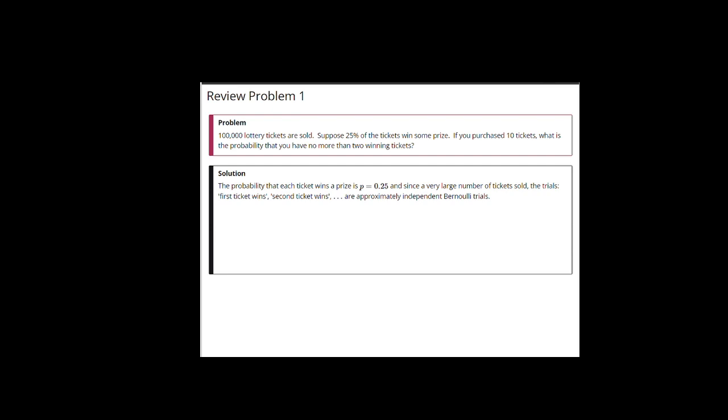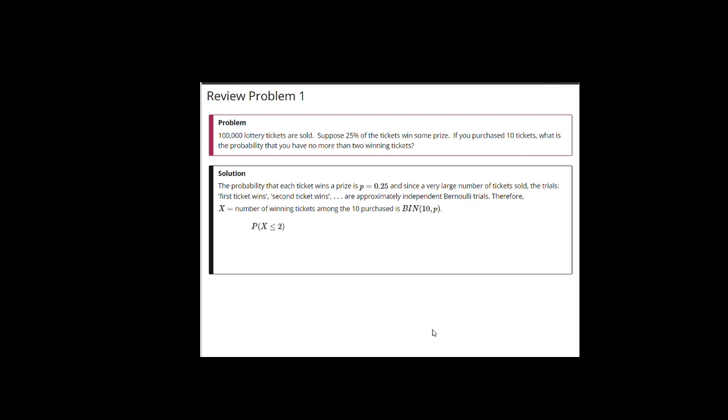Solution. The probability that each ticket wins a prize is p equals 0.25, 1/4. Since a large number of tickets are sold, the events that the first ticket wins a prize, the second ticket wins a prize, and so on, are approximately independent Bernoulli trials. They're independent because there are so many winning tickets that you're not really depleting them as you run through your 10 trials. This is the binomial approximation to a hypergeometric distribution. So X, the number of winning tickets among the 10 we purchased, has approximately a binomial distribution with parameters n equals 10, p equals 0.25.